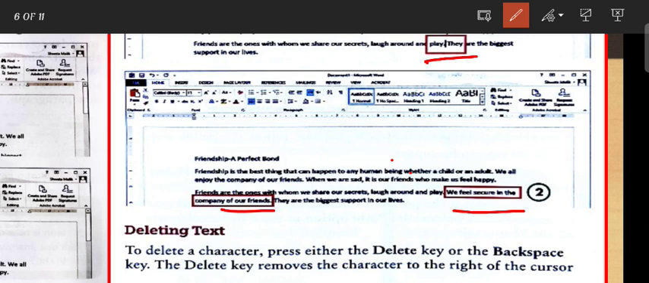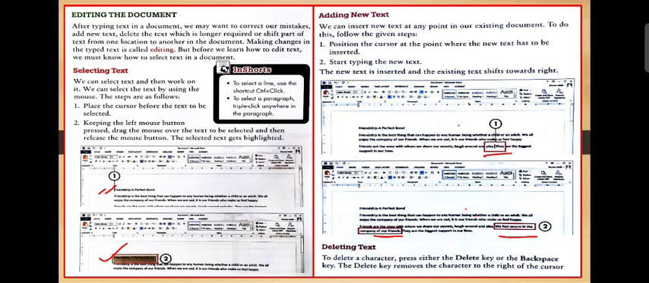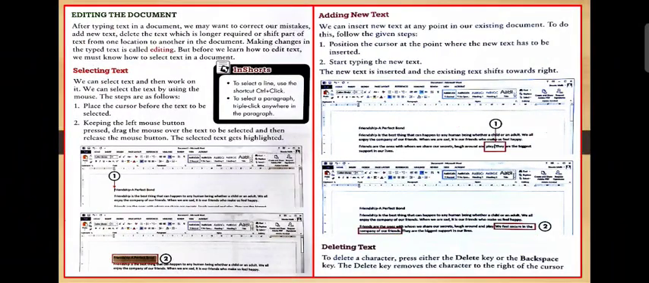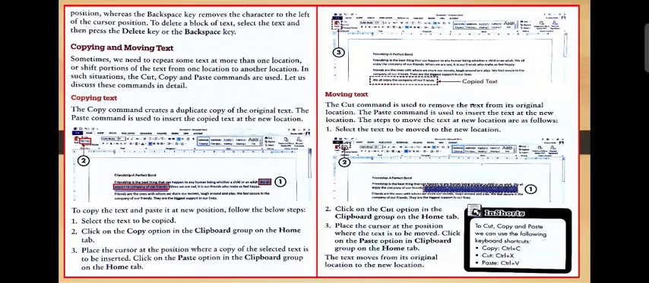Okay, next is deleting a text. To delete a character, press either the delete key or backspace key. The delete key removes the character to the right of the cursor, and the backspace key removes the character to the left side of the cursor position.